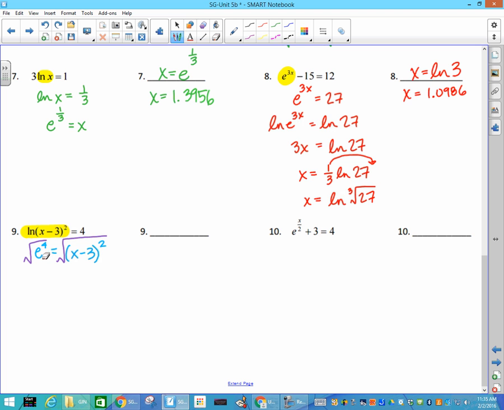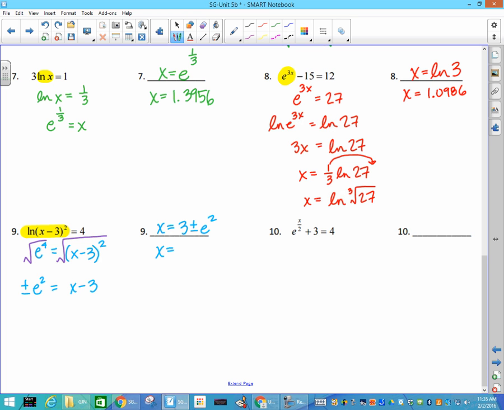So that tells me that plus or minus e, the square root of e to the fourth is e squared. We've talked about that earlier. And this gives me x minus 3. And so I solve it by adding 3 to both sides. So x equals 3 plus or minus e squared. Again, I'm fine with that answer.